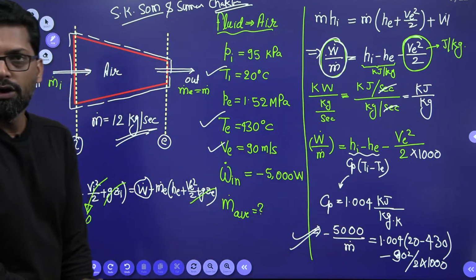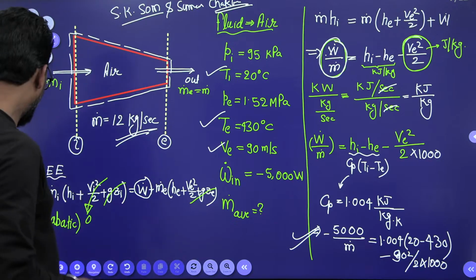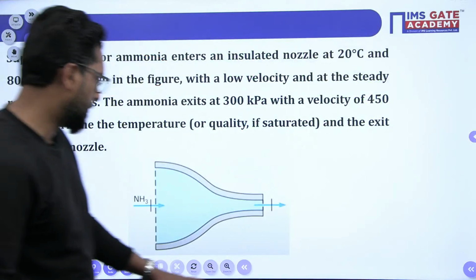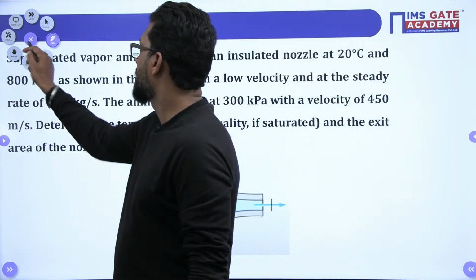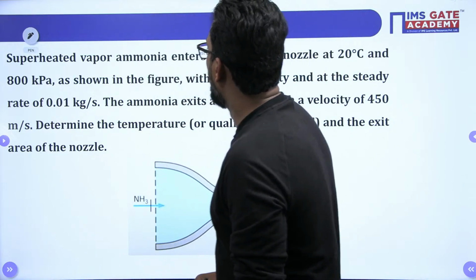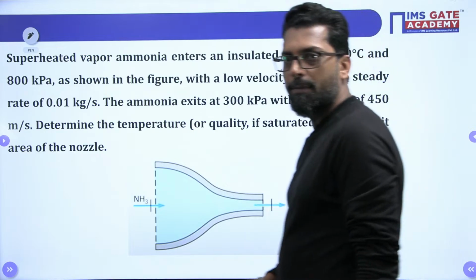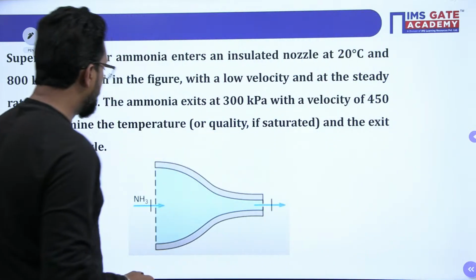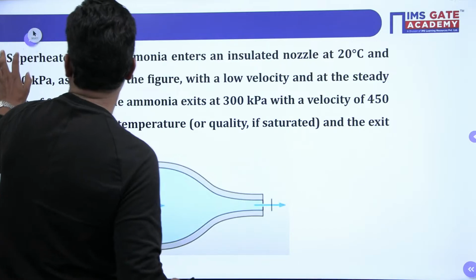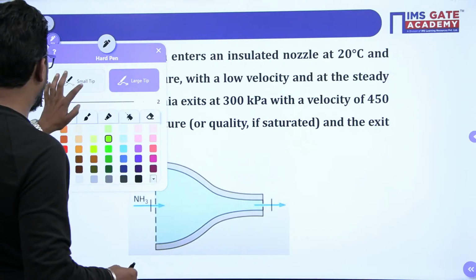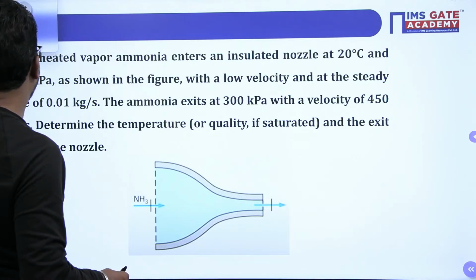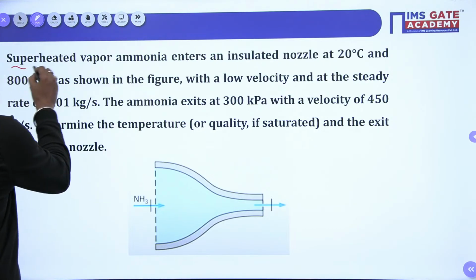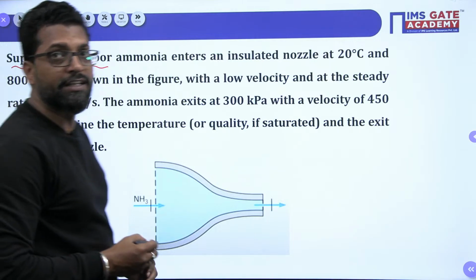Okay, so we have to take the next problem. Just see this one. This is your next problem. What is that? Superheated vapor ammonia. That means there is ammonia that is superheated, okay? So there is a superheated vapor. What is the superheated vapor?